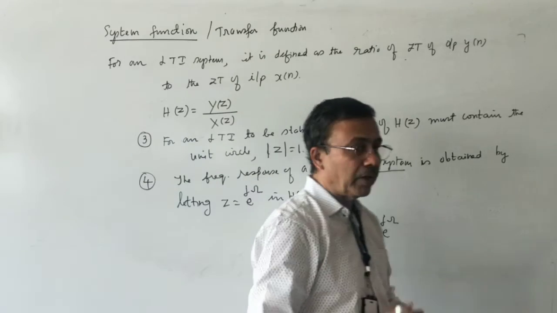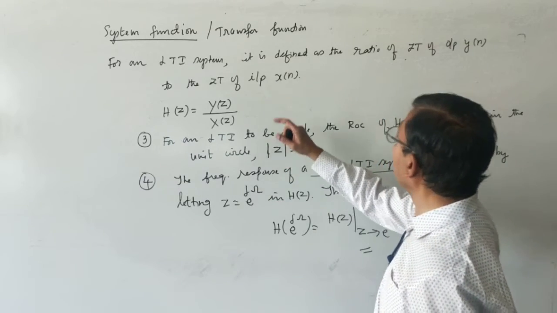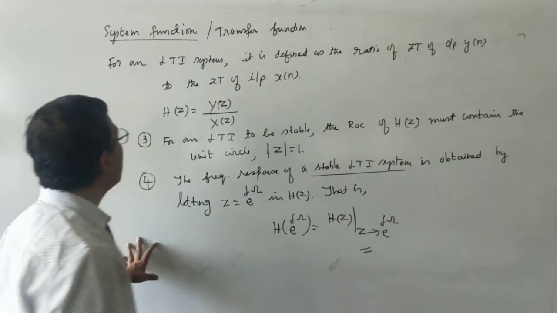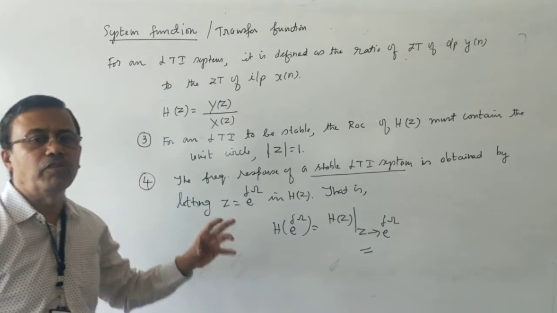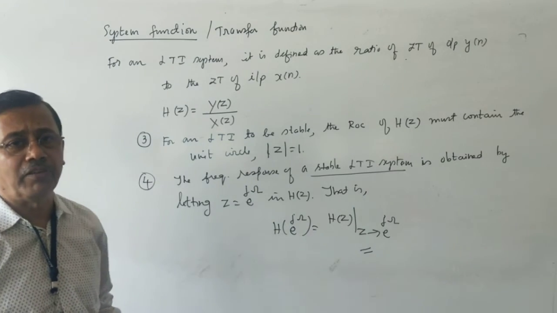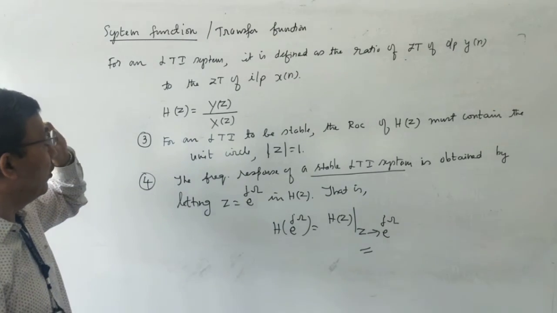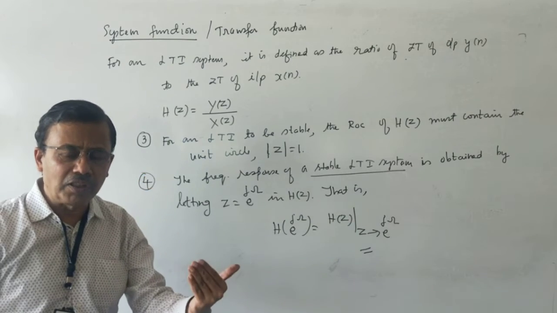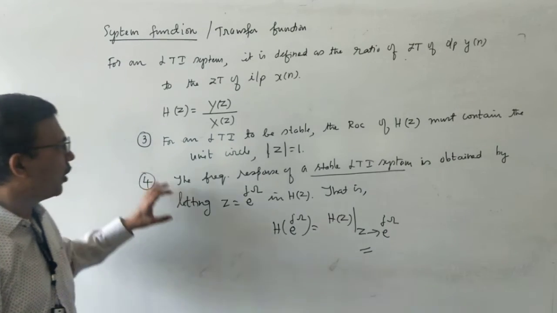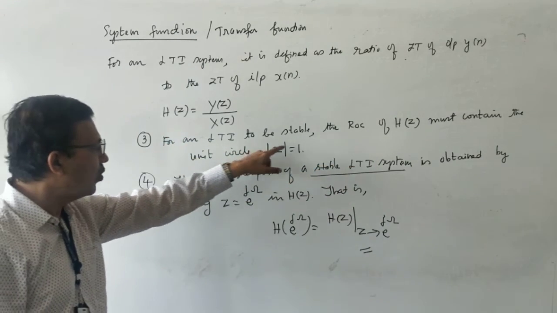So, a very important concept I have told in today's class. What is system function? It is the ratio of the z transform of the output y of n to the z transform of the input x of n. Inverse z transformation of H of z gives you the impulse response of the system. H of n and H of z form z transform pairs. For a system to be causal, all the poles of H of z must be interior to the ROC of H of z. For a system to be stable, the ROC of H of z must contain the unit circle, mod z equal to 1.